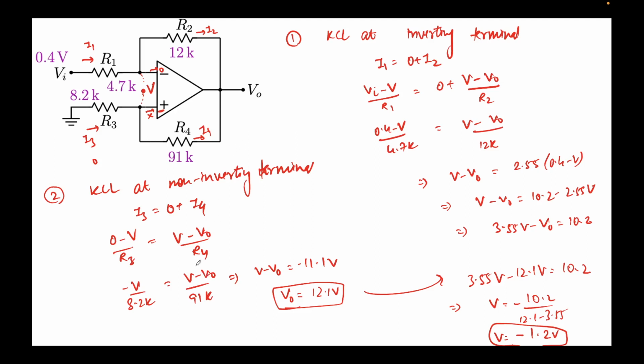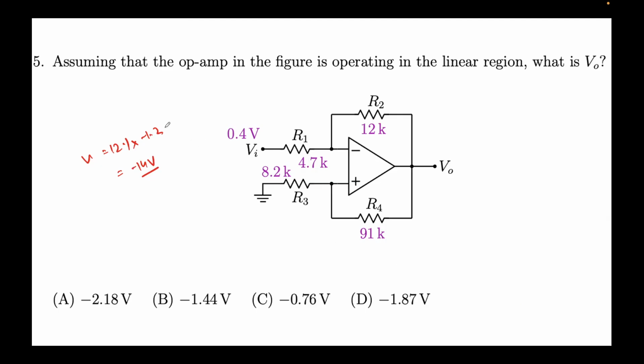So I4 would be V minus V naught over R4, that's 91, this will be around 10. So V minus V naught will be around 11.1, so V naught will be 12.1 V. Oh sorry, this is not 10.2, this is 1.02. Yeah, this is 1.02, and this will come out to be 0.12. Then if you multiply it over here, V is minus 12.1 times 0.12, which comes out to be minus 1.45, and the closest option that we have is B.